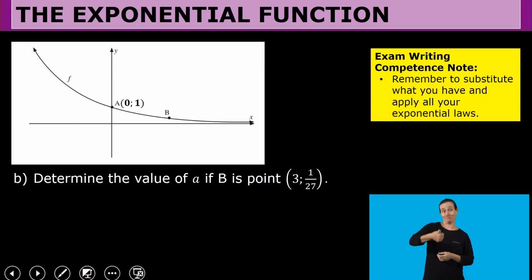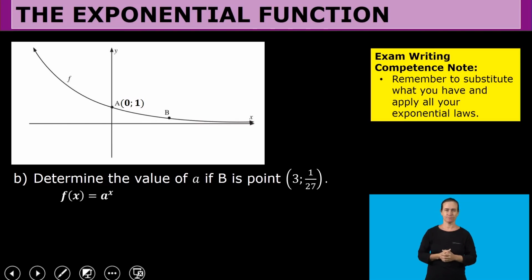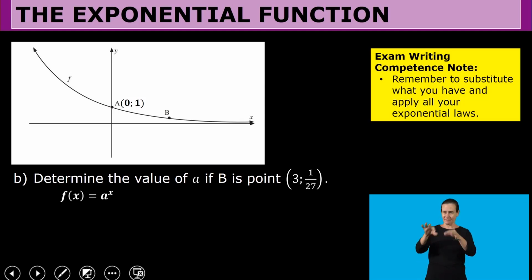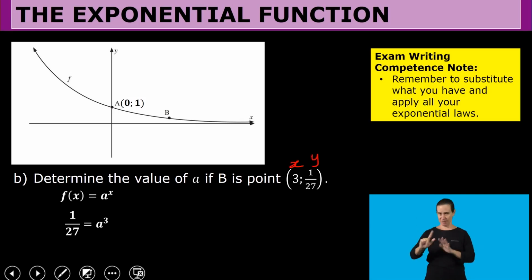The next question here says, determine the value of a if B is (3; 1/27). Now, we need to substitute what we have been given. So initially, the point of B was not given, but now it is given. And of course, we are going to need it for us to calculate that value of a. Now, remember that the equation that we were given was f of x is equal to a exponent x. And all we need to do is just to substitute the value of x and y. Of course, we know that our x value is 3 and our y value is 1/27. So there we've substituted our two values.